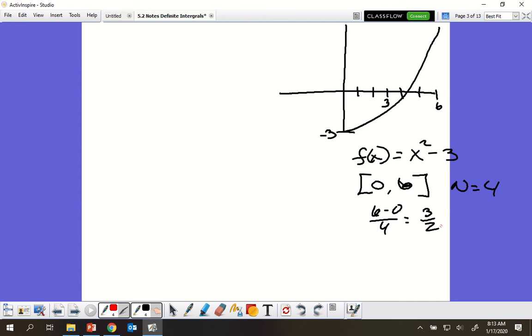So now we're going to do a left hand. Left hand means that when I draw a rectangle, everything is going to be on the left side. Every alignment is going to be from the left side. So I'm going to go with blue here. If I start at 0, then my first interval is going to go from 0 to 3/2, which is going to be right here. And there's 3/2, right? So I'm going to draw my first rectangle like this.